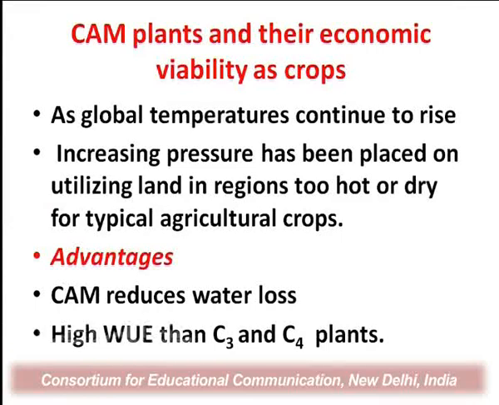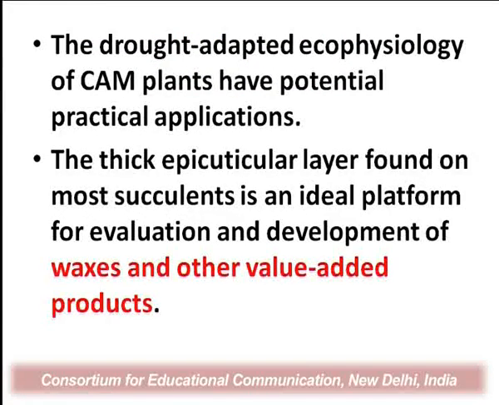And we know that as the global temperatures are rising continuously, there is a lot of pressure on land. So why not utilize lands in regions which are uninhabited so far, and are hot and dry for typical agricultural crops? Why not use CAM plants there? Because as I said, they have all the necessary qualifications. The advantages are that they have reduced water loss, high water use efficiency compared to both C3 and C4, and on top of it they have a drought adapted ecophysiology. So that means they have a lot of potential practical applications.